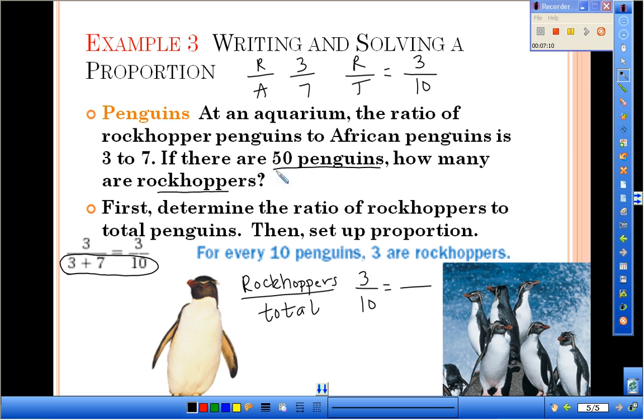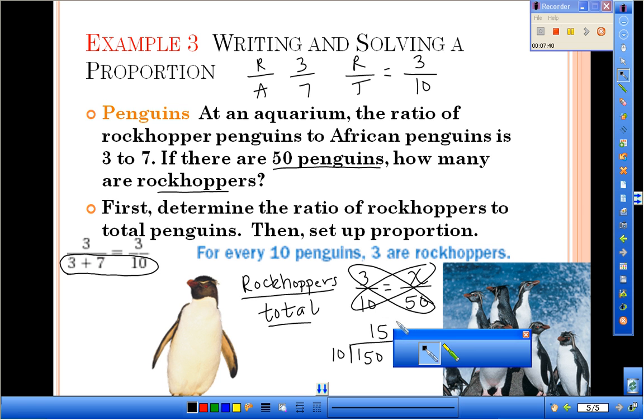And then we're going to set that equal to the information they've given us in the problem. If there are 50 penguins, so there are 50 penguins total, so we'll put that in the denominator where our totals are. How many are rockhoppers? So that will be our variable. And to solve this proportion, now that it's set up, we'll cross multiply. 3 times 50 is 150. And then we'll divide by that leftover number, which is 10. 10 will go into 150 15 times. So the answer is there are 15, sorry about that, 15 rockhoppers at the aquarium.